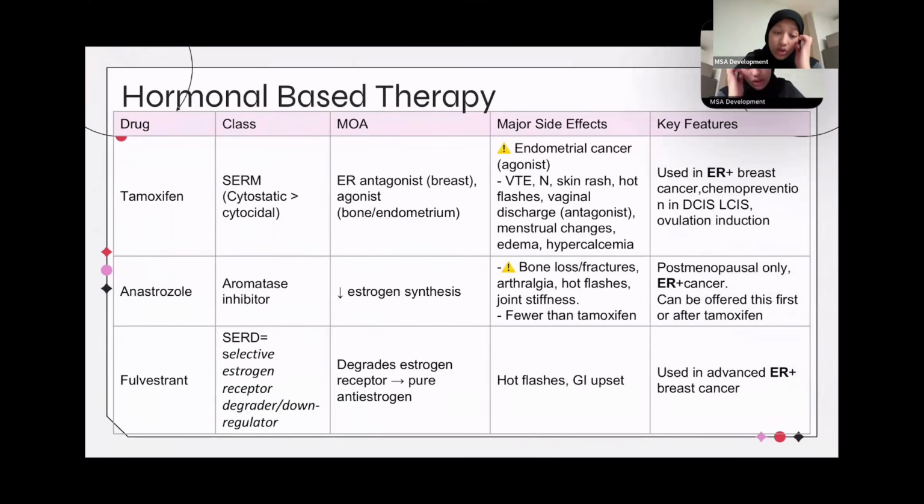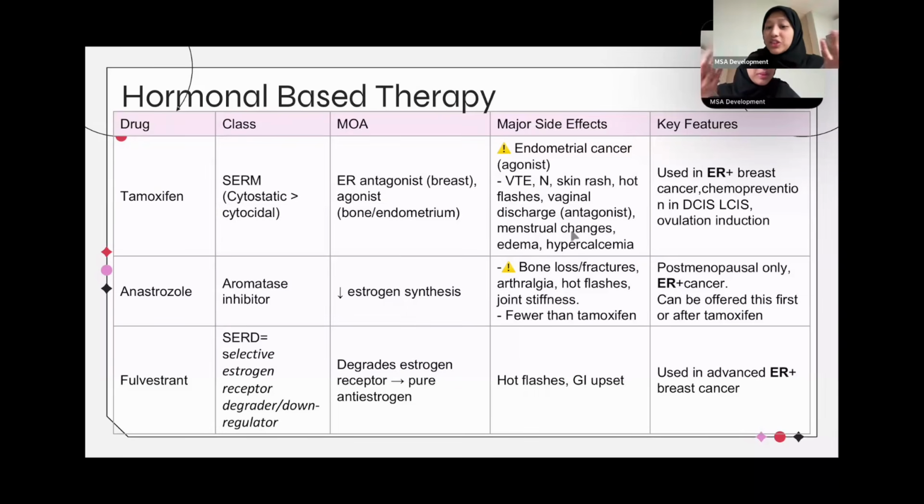Okay, so hormonal based, tamoxifen, because it's an estrogen receptor antagonist on the breast, but it's an agonist on the endometrium. Sorry, so endometrial cancer can be caused because of this agonist effect. Everything estrogen related, go here. So thromboembolism, nausea, skin rash, hot flashes, vaginal discharge, because it's an antagonist, right?